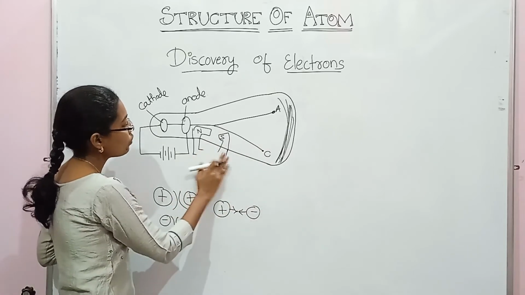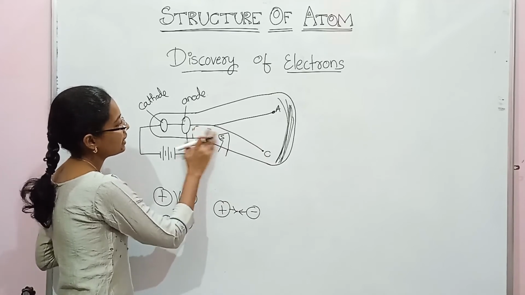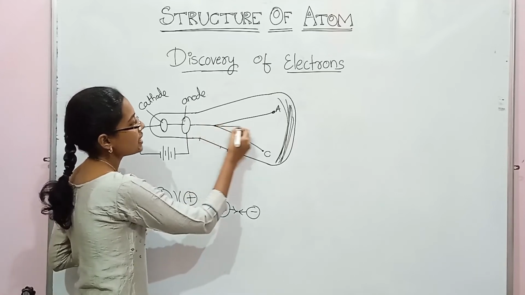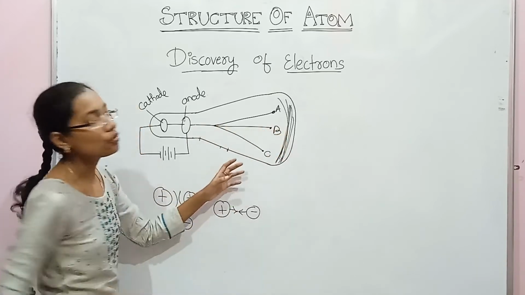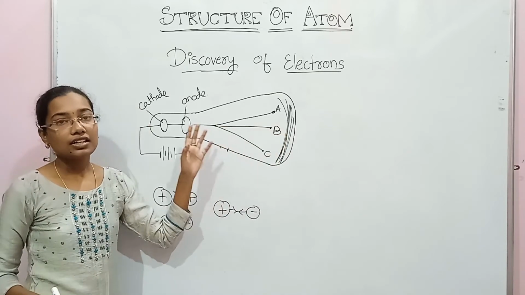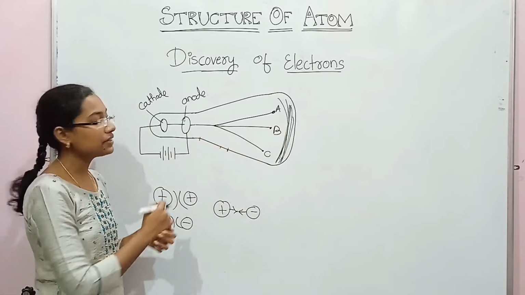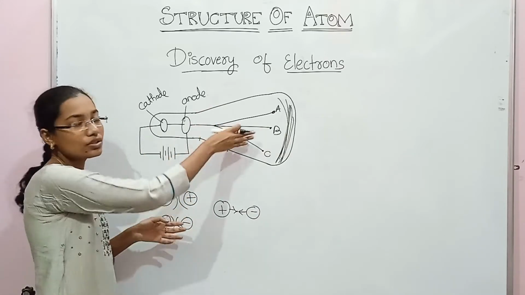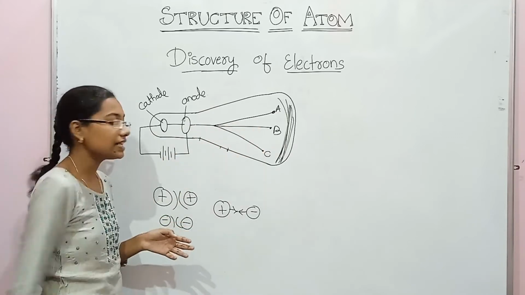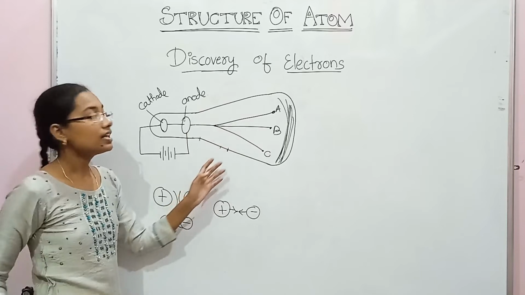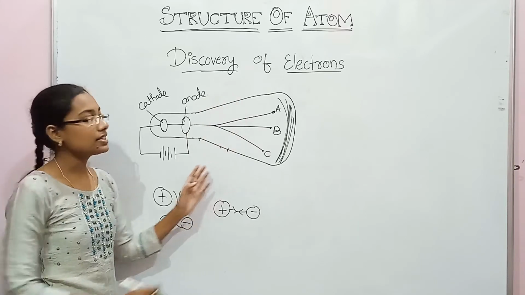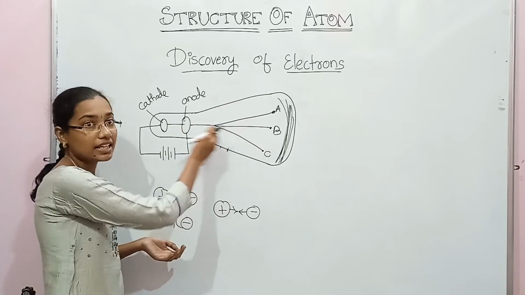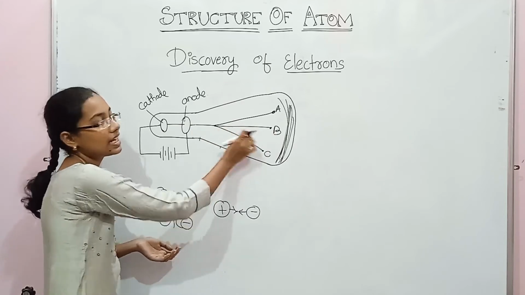And when he removed both the magnetic field and electric field, he observed that the rays traveled in a straight line. Like what we have observed in our last cathode ray discharge tube. There we didn't apply any kind of fields, like magnetic field and electric field. There also the rays traveled in a straight line. So here, whenever we don't apply any kind of fields, he observed the rays of electrons traveled in a straight line.